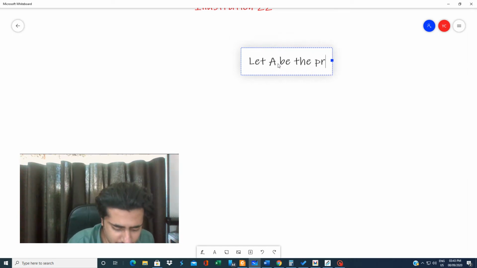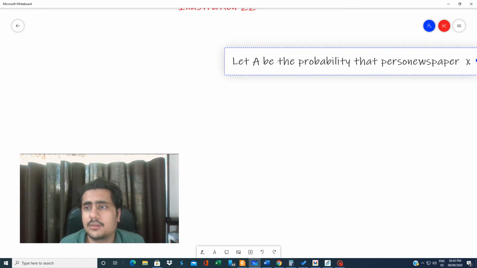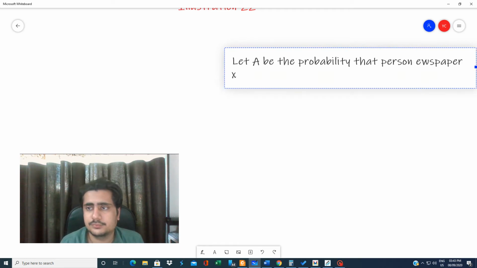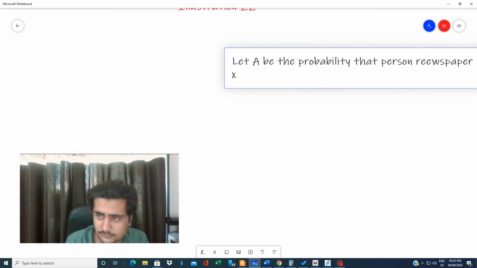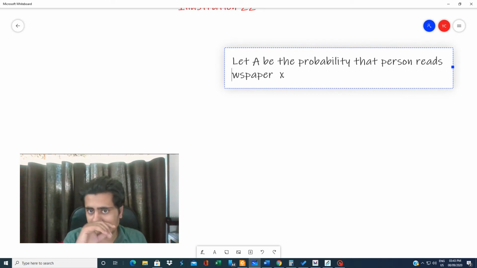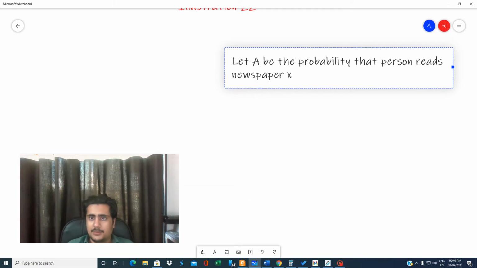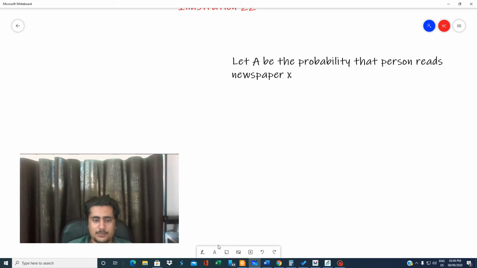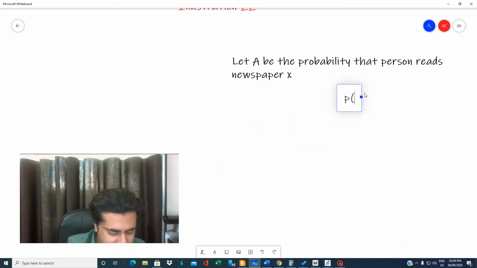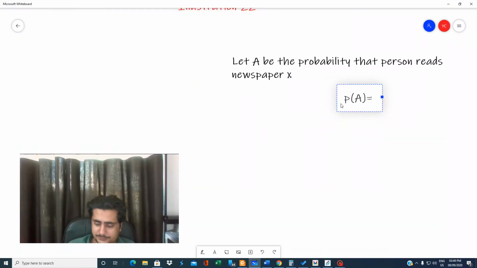Let A be the probability that a person reads newspaper X. What is P of A? P of A is 0.55.